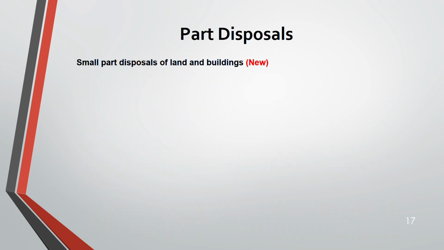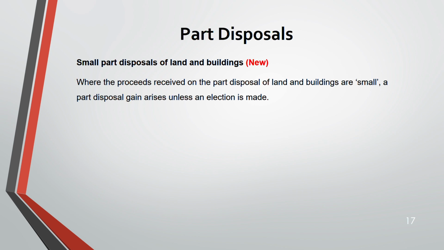Now, small part disposal of land and buildings. How do you know when it is small? You have to look at the proceeds. When the proceeds you have received are small, then a part disposal gain arises unless an election is made. You can make an election.